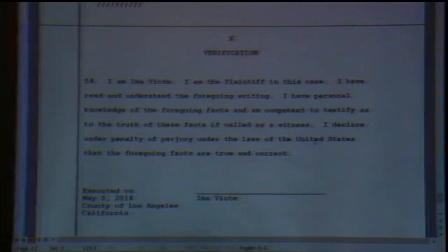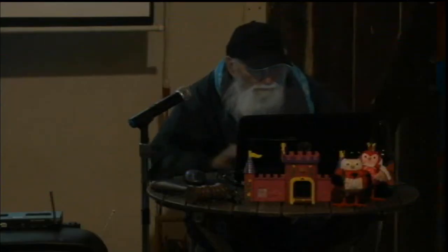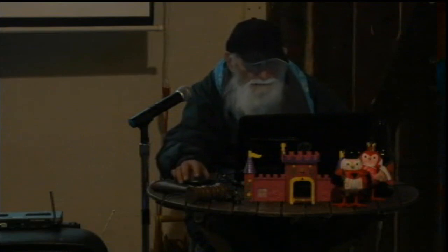Now we have, after the prayer, the verification. So note what it says. I'm a victim. I am the plaintiff in this case. I have read and understand the foregoing writing. I have personal knowledge of the foregoing facts and am competent to testify as to the truth of these facts if called as a witness. I declare under penalty of perjury under the laws of the United States that the foregoing facts are true and correct. So there you are. There's your whole lawsuit.